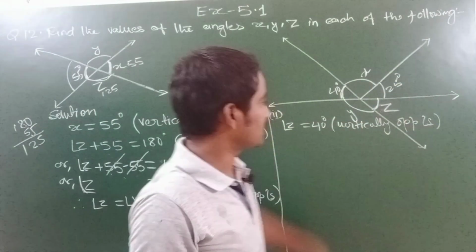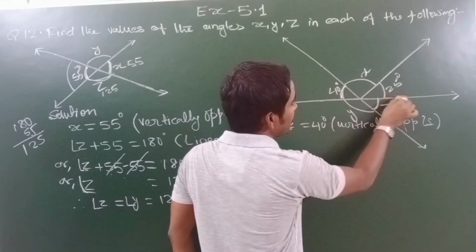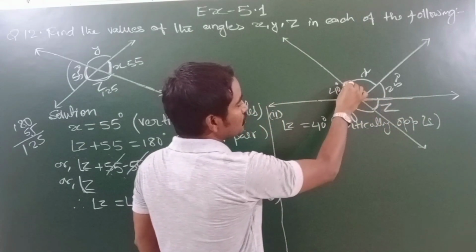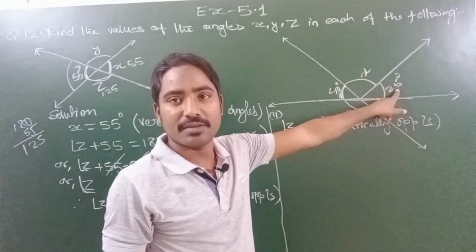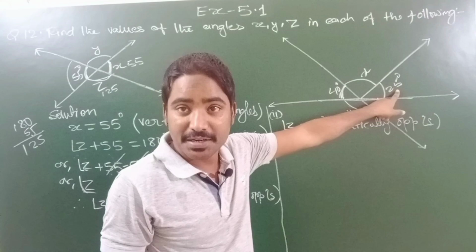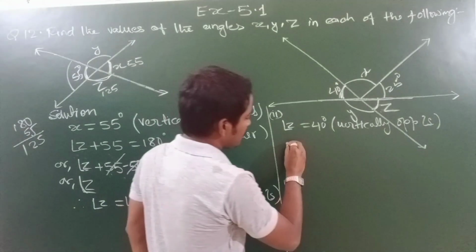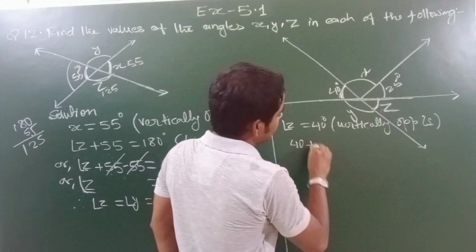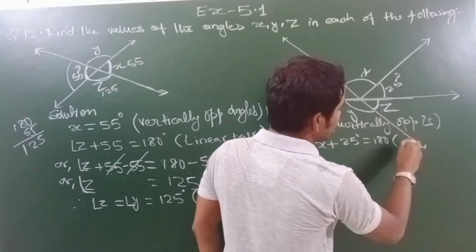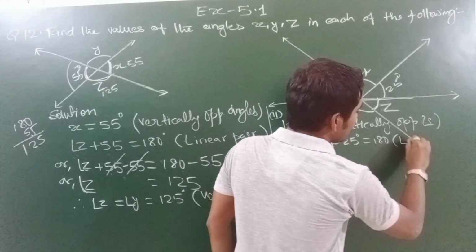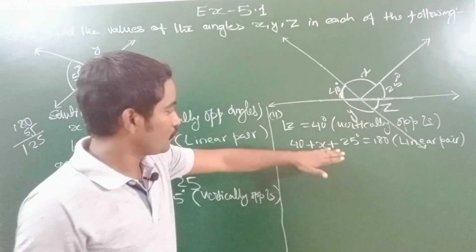Now moving to next, see here students, see this, is this not a straight line? See this, look at my hand, is this a straight line? Okay, so this 40 degree, then this x degree and 25 degree will be equal to how much? 180 degree. Why? Because it is a straight line, so it will be linear pair. So angle 40 degree plus x plus 25 degree will be equal to 180 degree. In the reason you will write there linear pair.